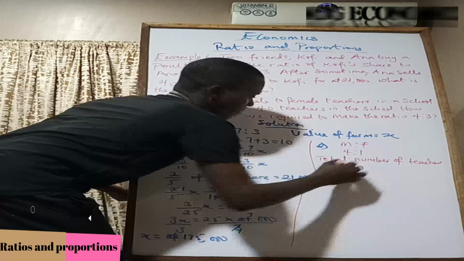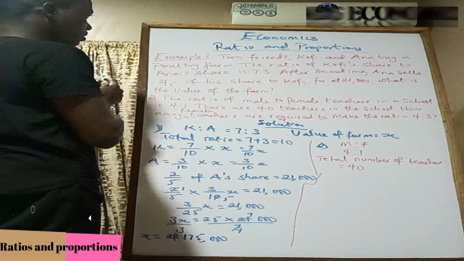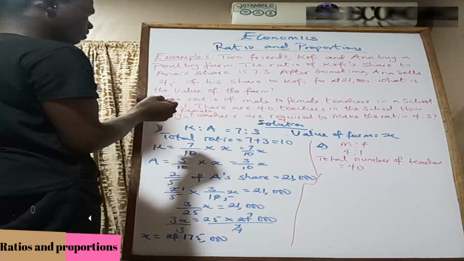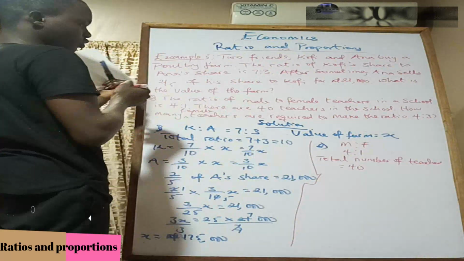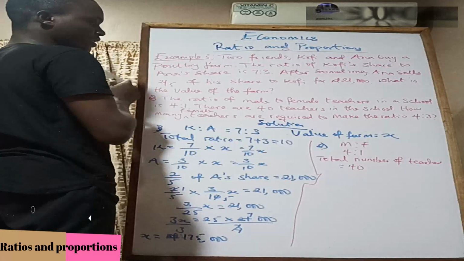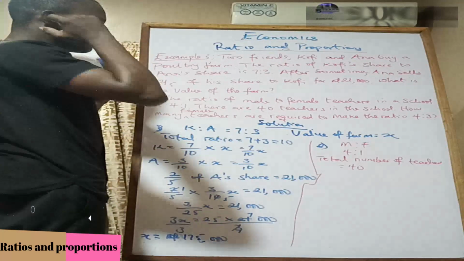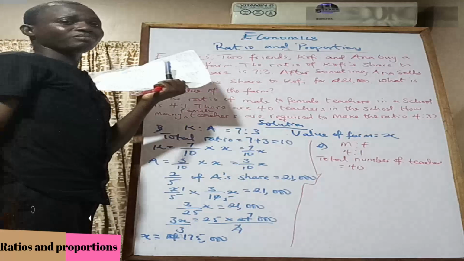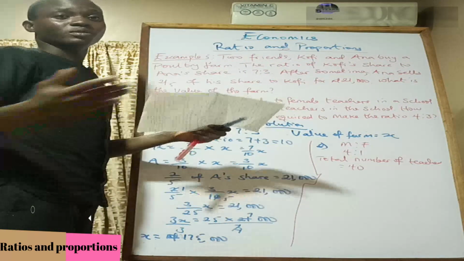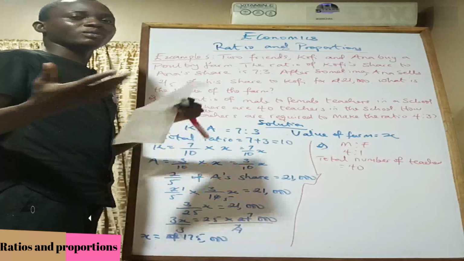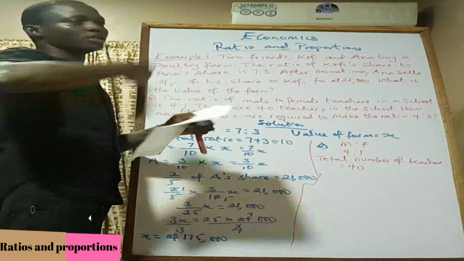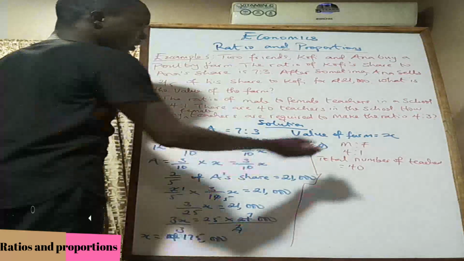Okay, so after some time, what was it? It says how many female teachers are required to make the ratio 4:3? Which means first, how many male and how many female teachers are there? So let's solve that one before we begin to look at how many more you need to add to the female teachers to change the ratio. Right.